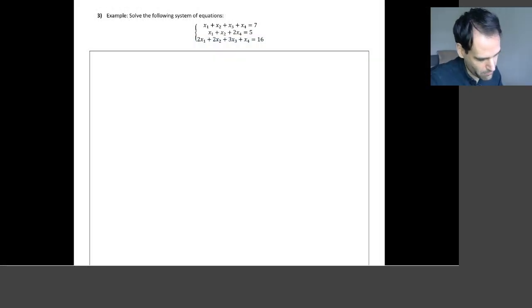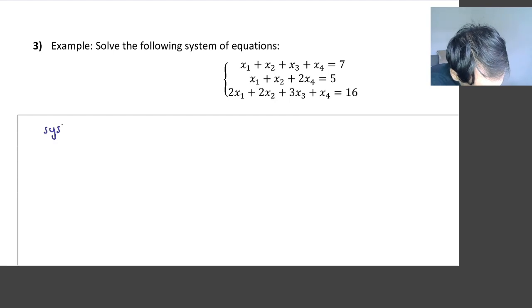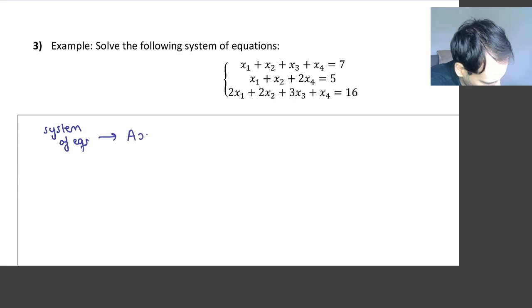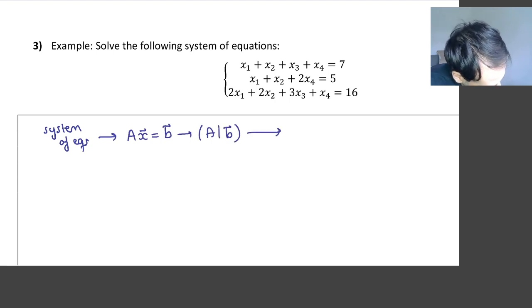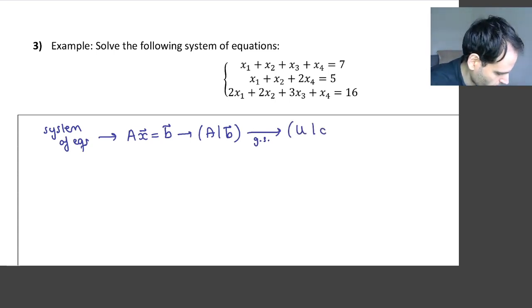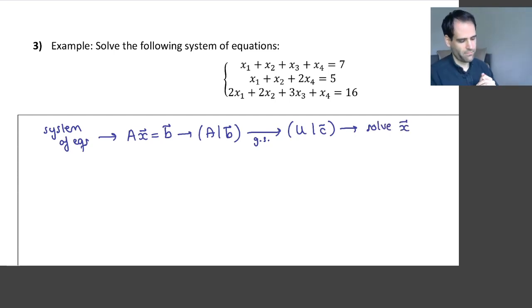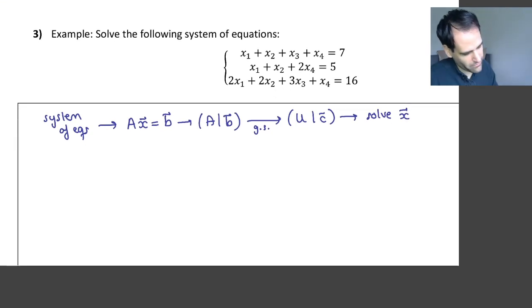So, example, solve the following system of equations. So let's remember what the steps were. We start with the system of equations. We write it as a system of matrix times vector equals vector. We put it into an augmented matrix form. Then we do Gaussian steps. And we arrive at row echelon form. And then we solve for x. Okay, those are the steps. So let's do them. So first we start with the system of equations.